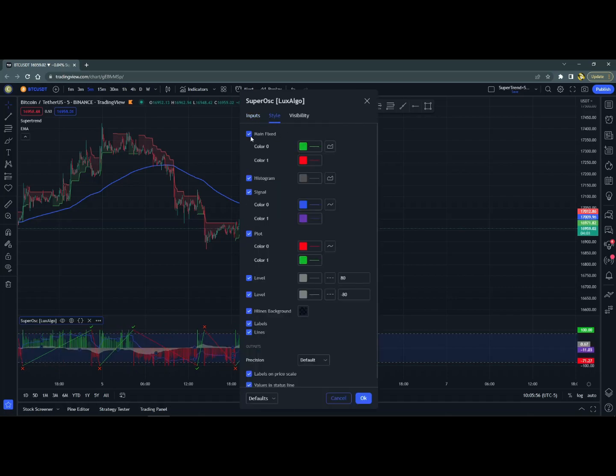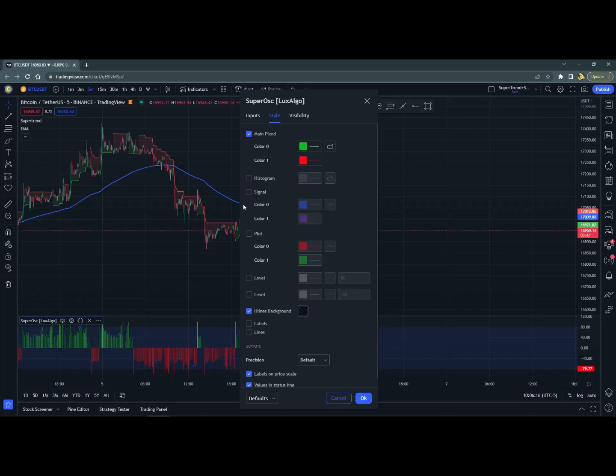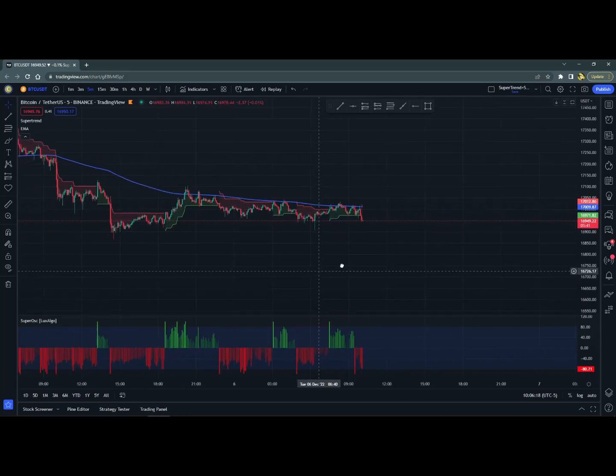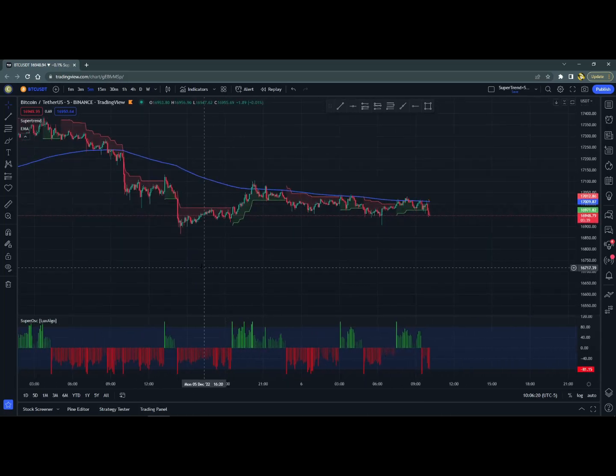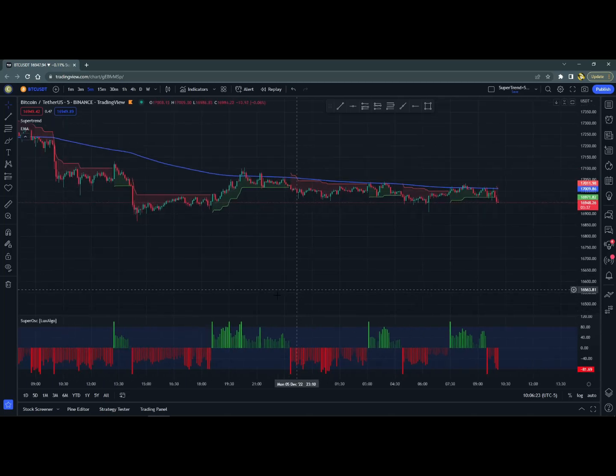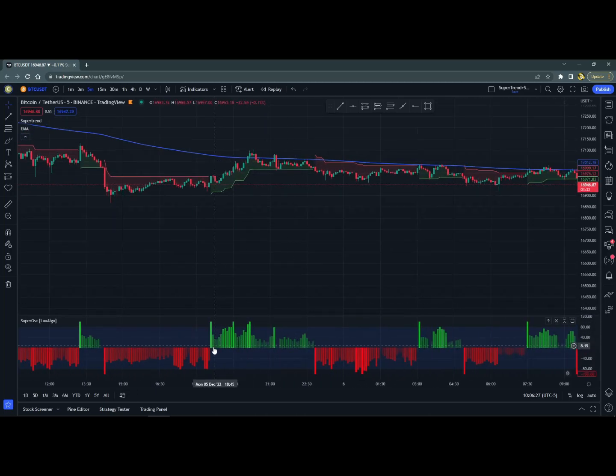The style, we're going to get rid of a lot of these here. So plot, we'll get rid of level. We'll get rid of the labels. We'll get rid of the lines. We'll get rid of the signal. And the histogram, and there we have it. So the whole point of this indicator right here is to show bright green and bright red bars, columns over here on this graph.